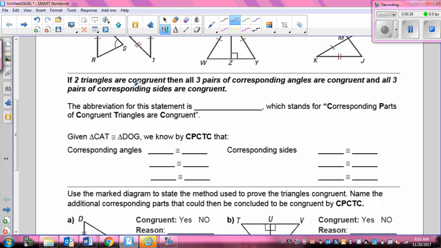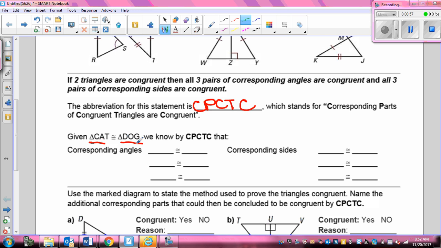It says if 2 triangles are congruent, then the 3 corresponding angles will be congruent and all 3 corresponding sides are congruent. So the abbreviation for the statement is CPCTC: corresponding parts of congruent triangles are congruent. So they're telling us these 2 triangles are congruent. This triangle is congruent to this triangle. Remember, order matters. They're congruent in order.